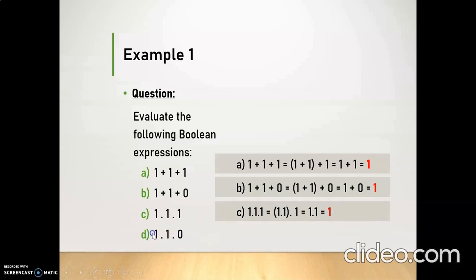And the last one, we have true and false. Now we have a problem because we have one false. For AND, we have to have all true, then it's going to be true. When you have only one false, it's going to be false. So D, the answer is false for D. Next question.